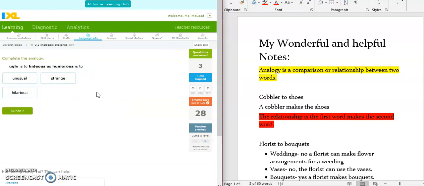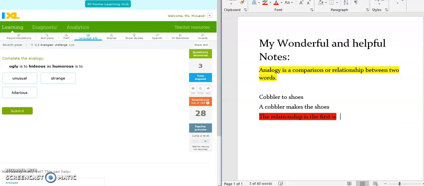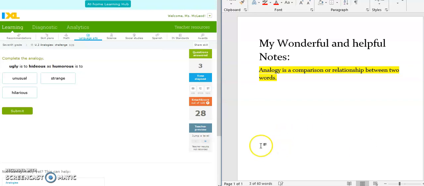There you go. So I showed you how to do the first three. You saw my notes. You saw what I did. Remember, you're looking for the relationship between the words. What connection or relationship do the first two words have? And you're going to match that when you pick your answer for the second word. I know you're going to crush this skill and do great.